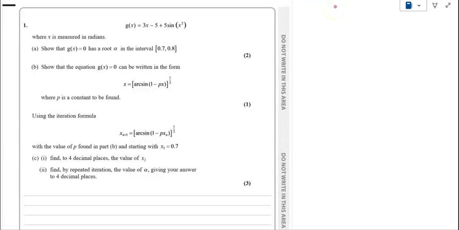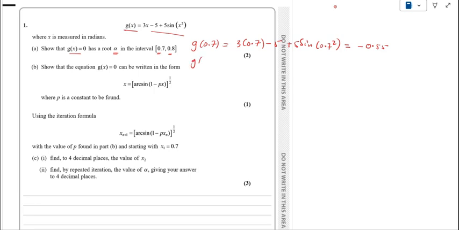Question 1, we have a function g of x. Now we need to show that g of x equals 0 has a root alpha between 0.7 and 0.8. What we do here, we find g of 0.7. So we substitute 0.7 in our equation: 3 times 0.7 minus 5 plus 5 sine of 0.7 squared. Then you press your calculator and you get your answer, which is negative 0.55.